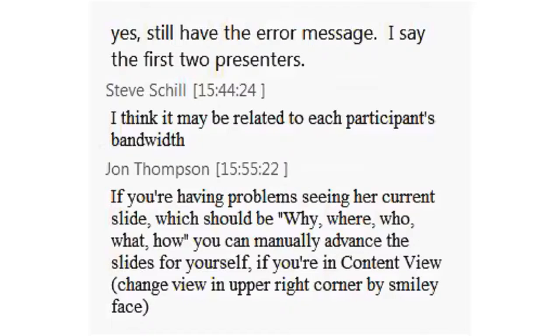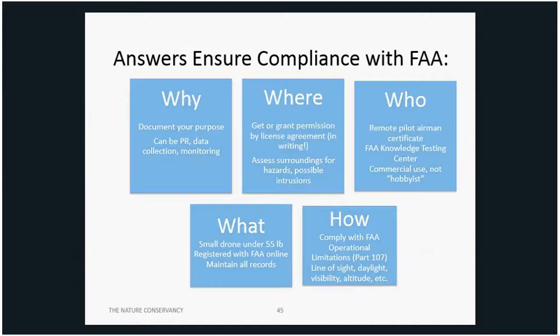I should have started out with this, but, small unmanned aircraft or drones. Okay, now I'm getting the not shared button. Hold on. Share now. Okay, there we go. Sorry.